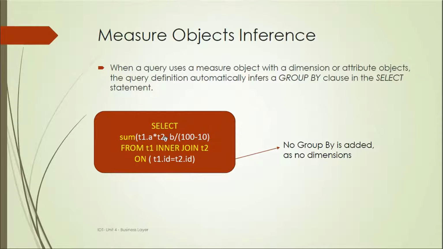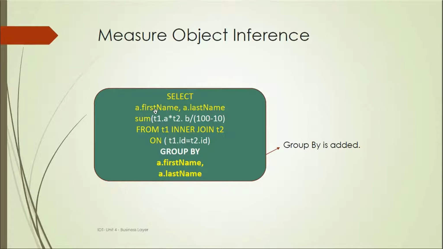If you see, there is no group by, because we only have an aggregation function used in the select clause. Now if I add two fields like first name and last name here, a group by must come in this, so it must be grouped by a.first_name, a.last_name. So whenever we have an aggregate function, the Information Design Tool internally adds this group by to the SQL whenever we are creating any aggregated function objects, that is, measures. That is measure object inference.